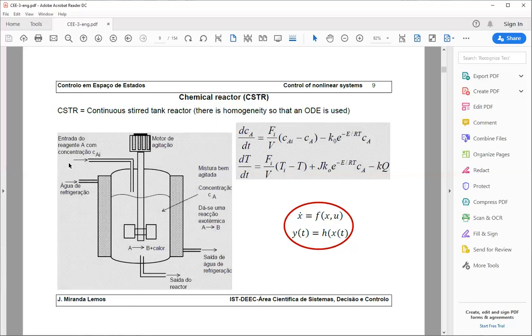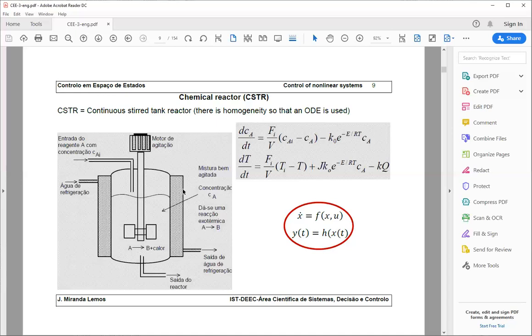Now, why continuous? It happens that you are always pumping or allowing some reactants to enter the reactor, and you are always extracting through the output the products of the reaction. In this case, we are assuming that inside the reactor we have a reaction in which the chemical species A is transformed into chemical species B plus heat. And this heat has to be liberated.